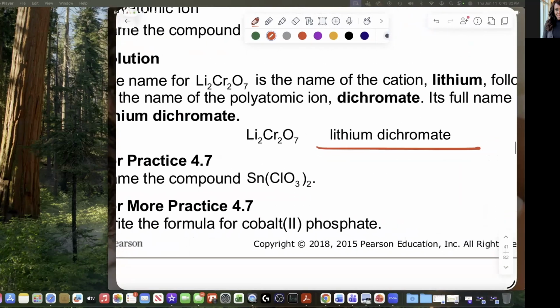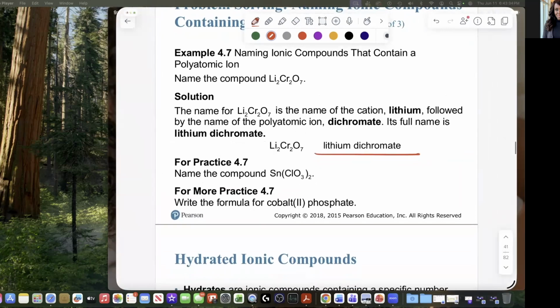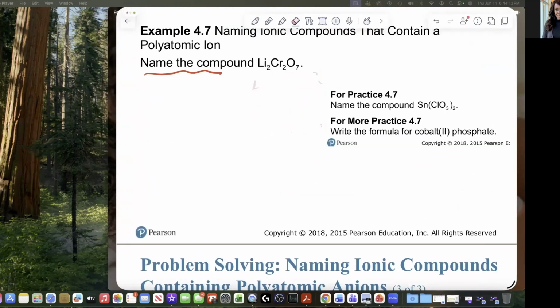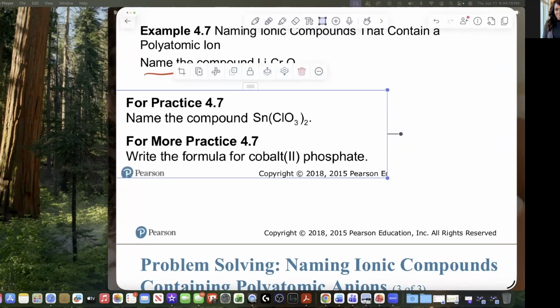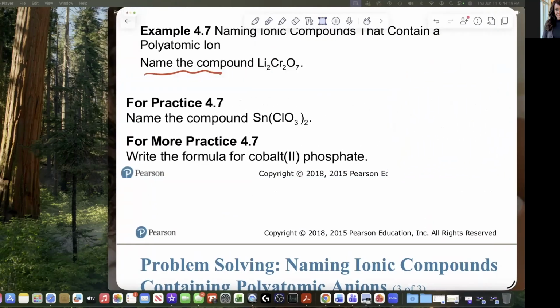For this next one here, name the compound. I don't want this in the way, so let's move this here. Awesome. Okay. So now we're trying to name Sn(ClO3)2. Once again, separate the metal from the rest of the compound, right? I hope you can see the metal is separate from the rest, ClO3, 2.